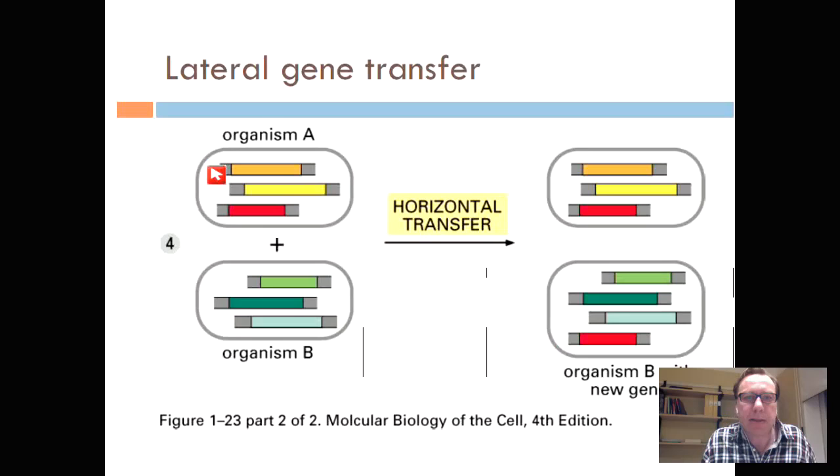This is a little illustration of what happens. We have two organisms here. Organism A, which has 3 genes: mustard, yellow, red, and organism B, which has these 3 greenish genes. Now, horizontal gene transfer takes place, which transfers this red gene to organism B. And after that, the result is that we have these 2 organisms here. A remains the same. B has an additional edge.